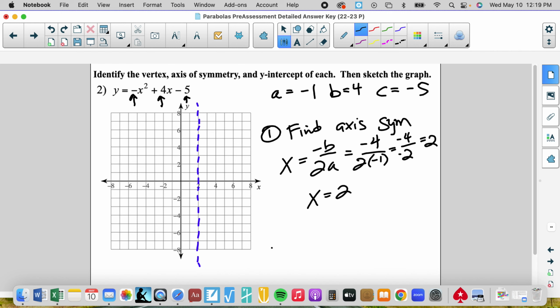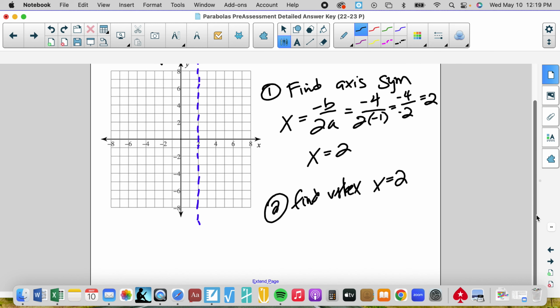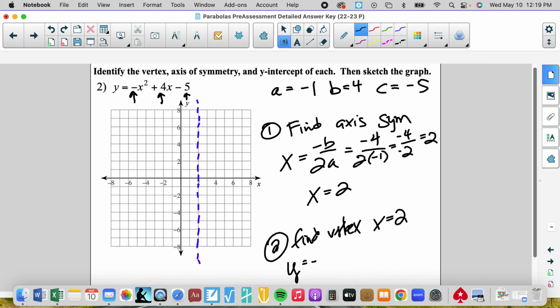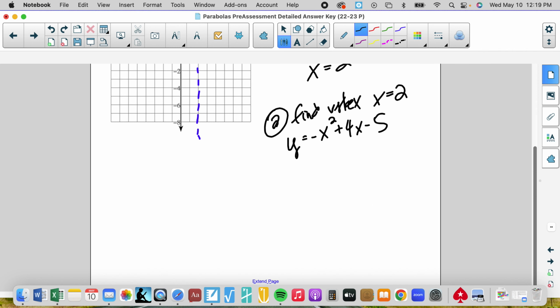And once I find the axis of symmetry, I'm going to find my vertex by plugging in my axis of symmetry value. My equation's a little bit different this time. My equation this time is y equals the opposite of x squared plus 4x minus 5. So this is the first tricky part. I have my negative, then I have my x value, and then I'm going to square it, plus 4 times my x value, minus 5.